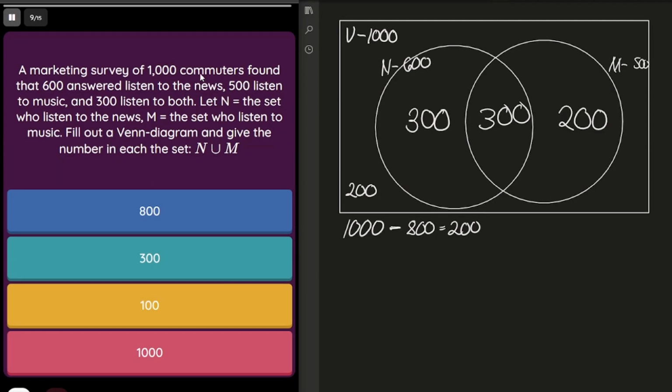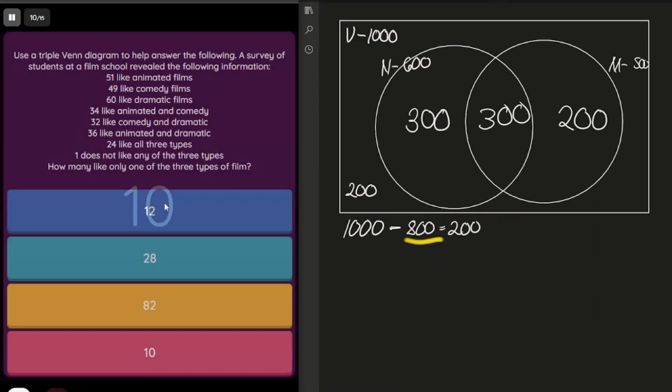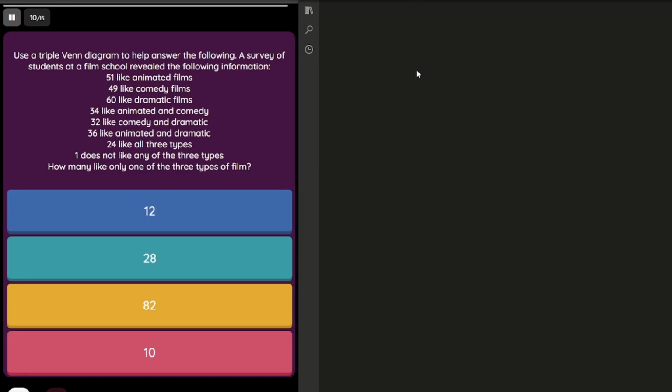Question 9. Same given, different problem. The union of N and M. We already have it right over here. So the answer should be, there you go.